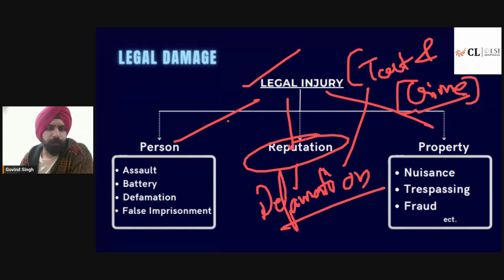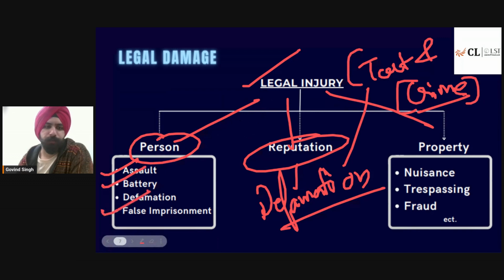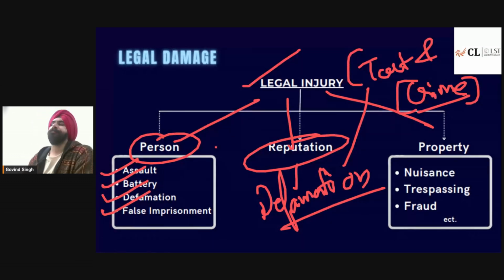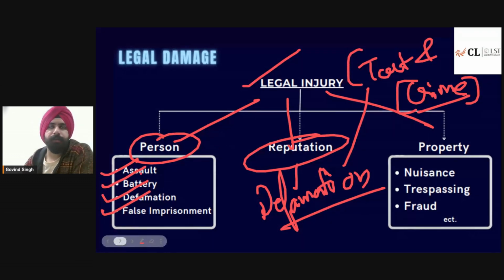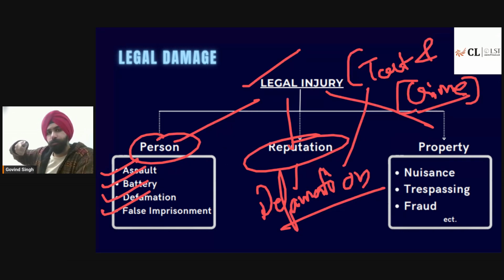Okay. Now, when you talk about legal injury to person, what would be an injury to a person? Assault, battery, false imprisonment, defamation as well. So what is assault? Assault is the threat or fear of being harmed. So for example, if you're walking on a road and a stranger, let's say, points a knife at you, shows you a knife, he is committing assault against you. Assault necessarily does not mean that आपको harm हुआ ही है. The threat of harm or the fear of harm is enough to constitute assault.